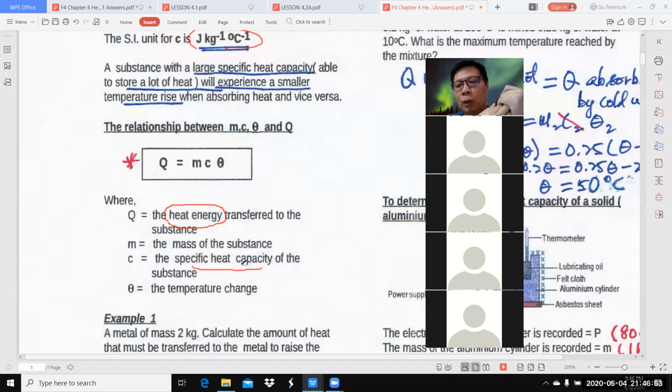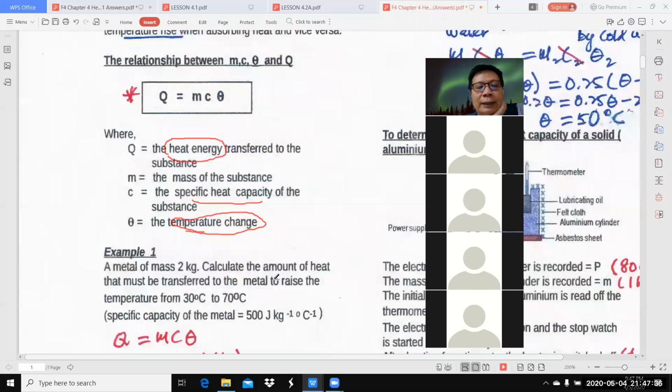Every substance in the world will have its own specific heat capacity. Iron has a small one, water has a bigger one, plastic also big, wood also big, correct? Aluminium small. Every single substance in the world will have its own value of specific heat capacity. Understand? And theta is the change in temperature. So remember, if you want to find the heat energy, use mc theta: mass times specific heat capacity times change in temperature.